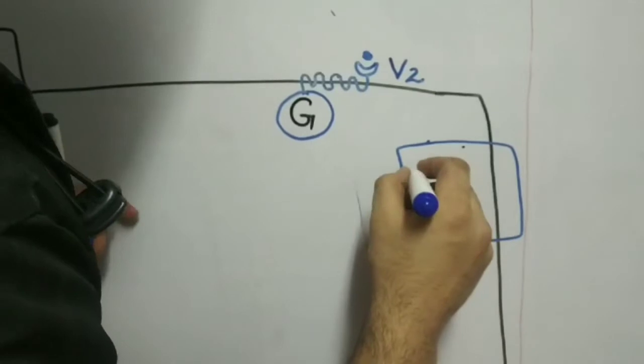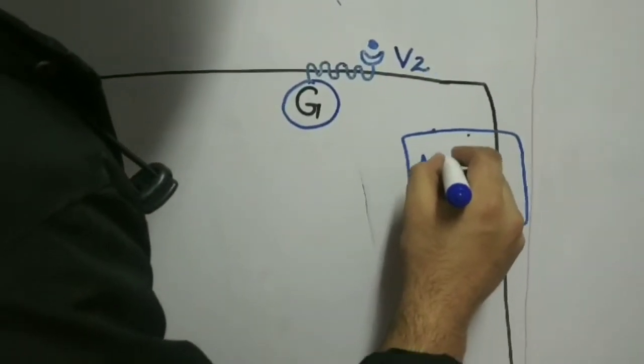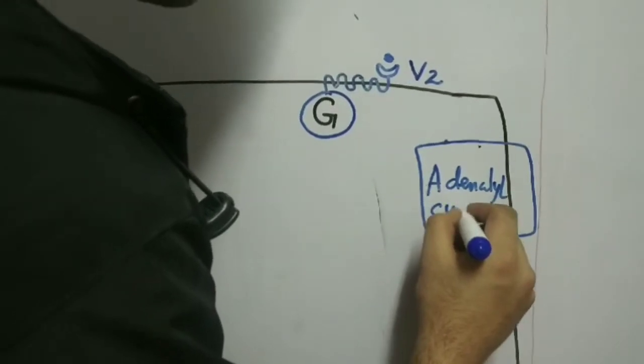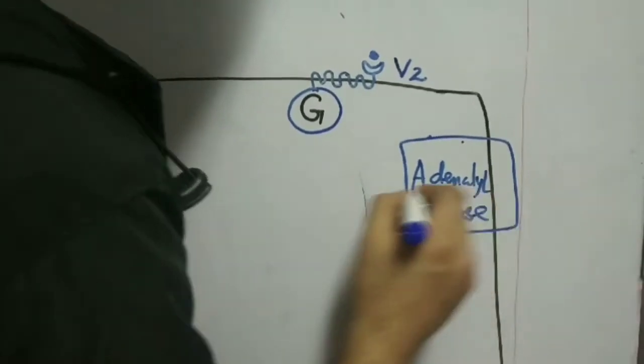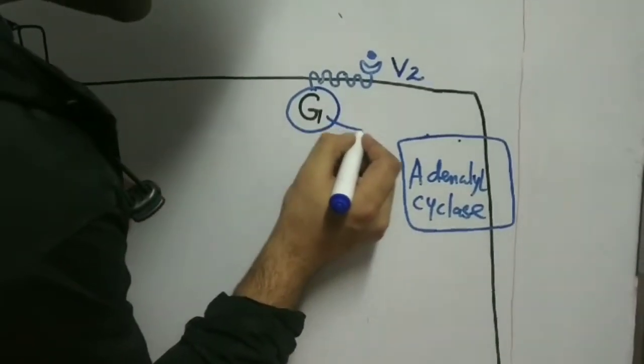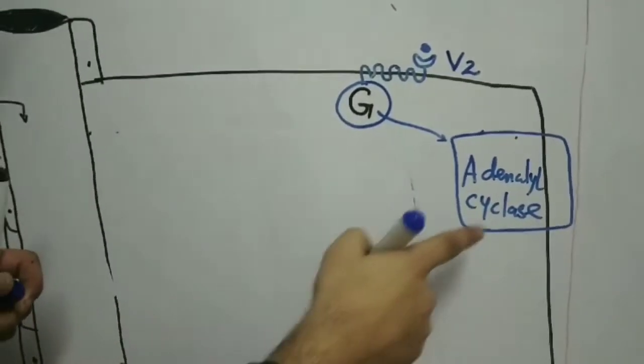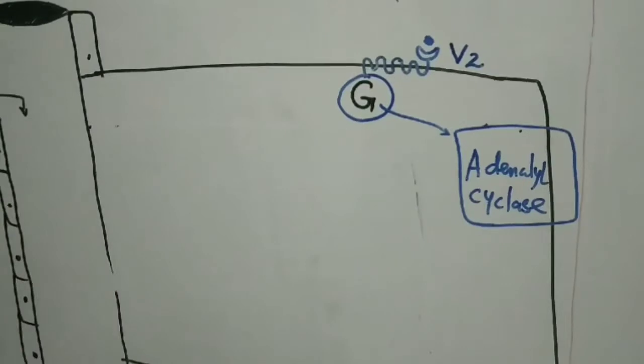That protein is known as adenylyl cyclase. Now, this G protein has activated another enzyme, that is adenylyl cyclase.